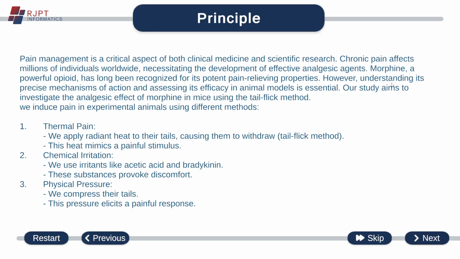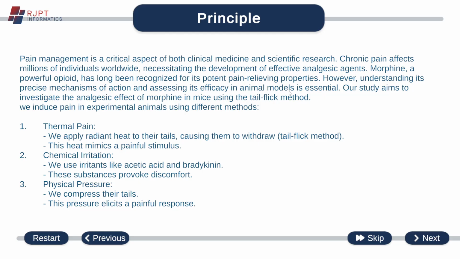Potent means that it requires a smaller amount. It is a very strong drug. However, understanding its precise mechanism of action and assessing its efficacy in animal models is very essential. So we have to understand how morphine works on animals, and for that we have to perform this experiment. Our study aims to investigate the analgesic effect of morphine in mice using the tail flick method.